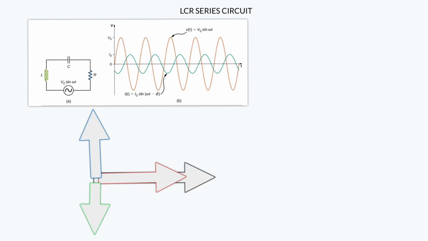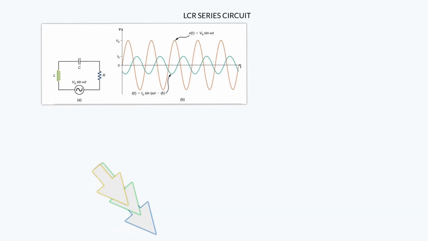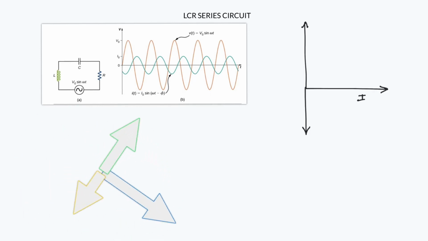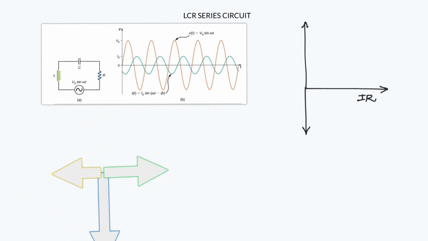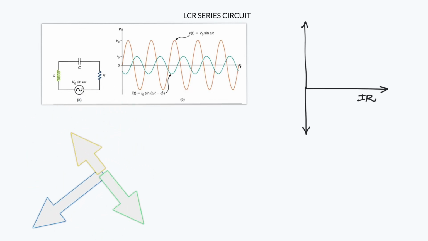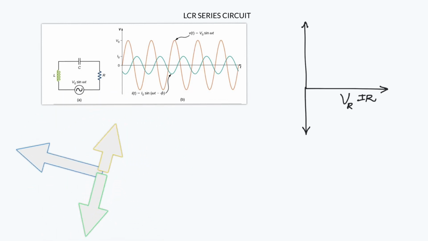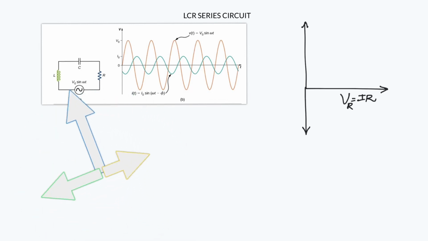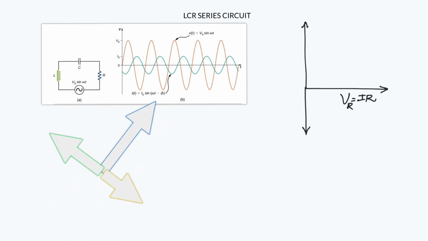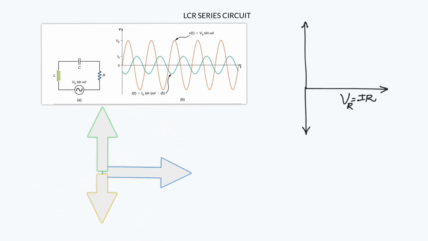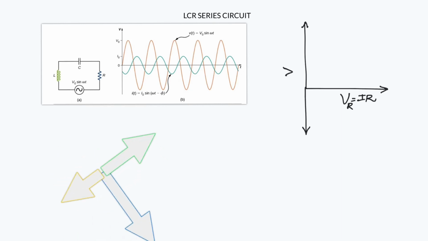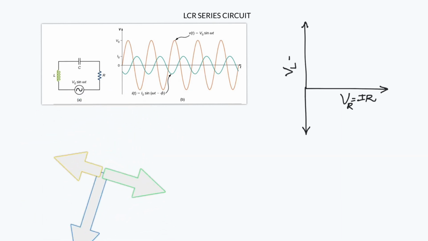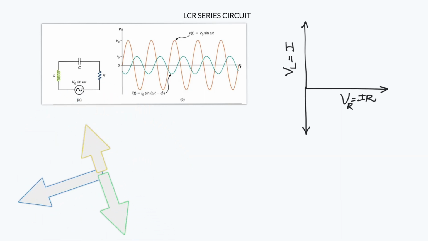But the voltage across the capacitor lags the current by 90 degrees. So the green arrow represents the voltage across the capacitor. And the vectors are continuously rotating with an angular velocity omega. That's why I have this animation on the side to show that all three vectors are rotating, but they maintain the angular difference between them.